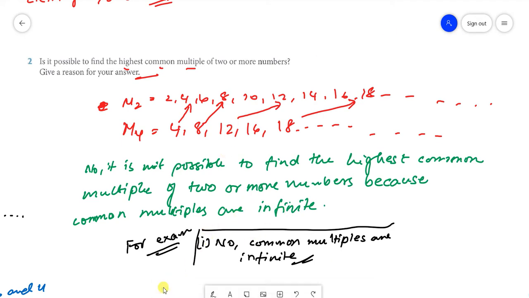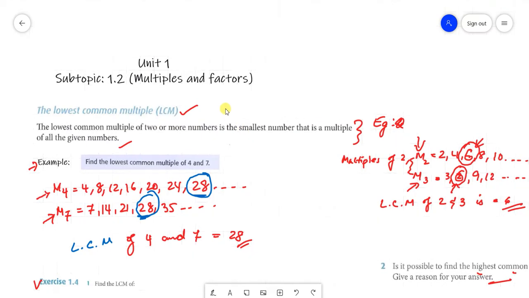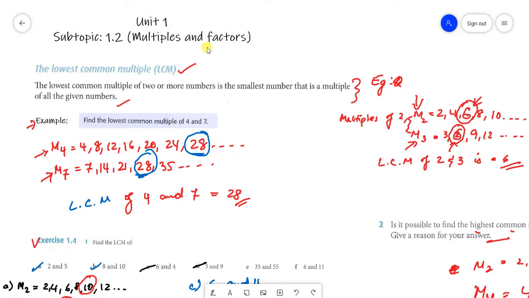So I will be making another video. There are 2 more sections for subtopic 1.2, multiples and factors. We have another subtopic called factors and another subtopic called HCF, or highest common factor.